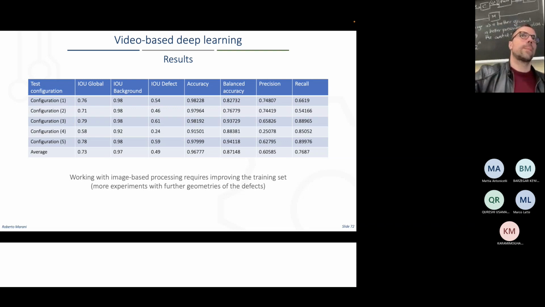What does this mean, balanced accuracy? The balanced accuracy is an accuracy scaled by the population of the class. For example, let's say that you have everything background and then just one point of defect. In that case, if this point is not detected, your accuracy will be 99.999%. Balanced accuracy will be 50% because you are normalizing by the population of your data set.